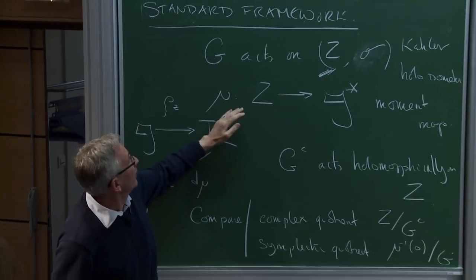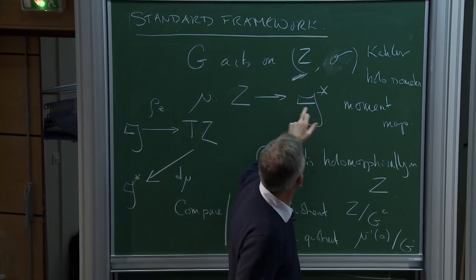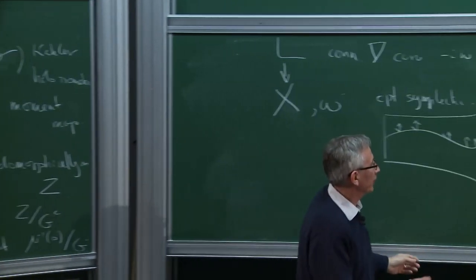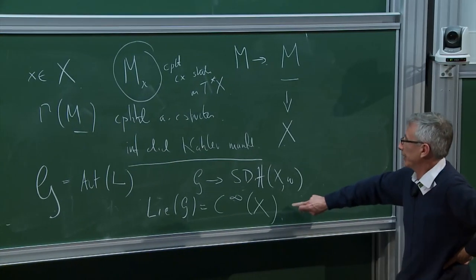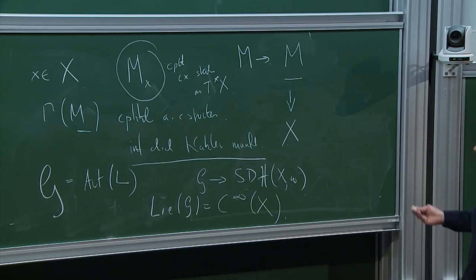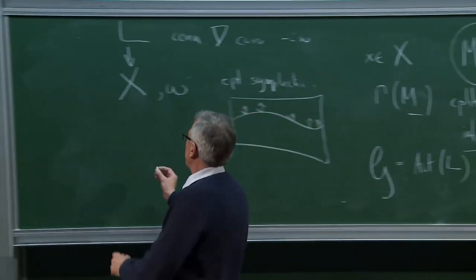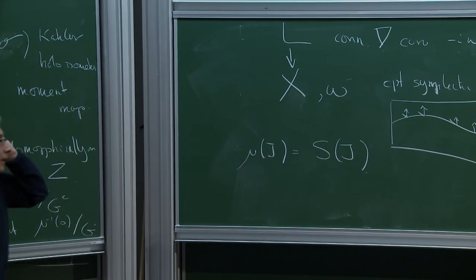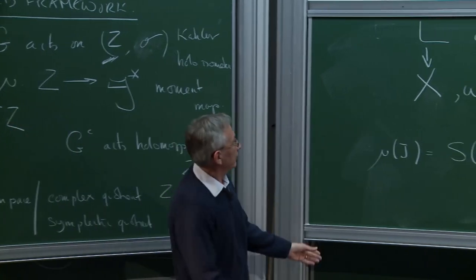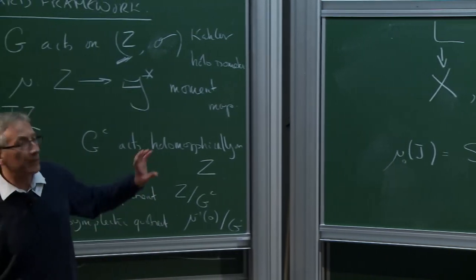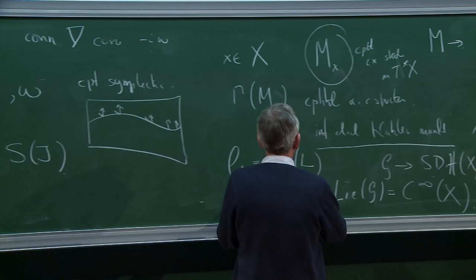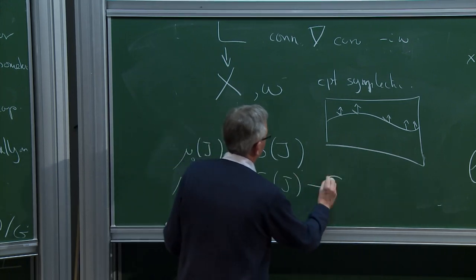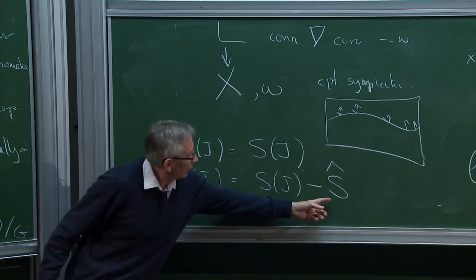What you find, indeed, is that the moment map maps into, what do you think, a space of sort of volume forms. If we use the L2 inner product to identify the functions with its dual, in a loose sense, then the moment map mu of J is equal to the scalar curvature of J. But we can always change the moment map by adding an element of the center of our group. So we take the normalized moment map: mu of J is the scalar curvature of J minus the average value of the scalar curvature, which is just a topological invariant.